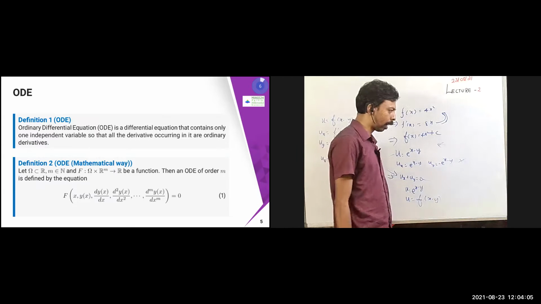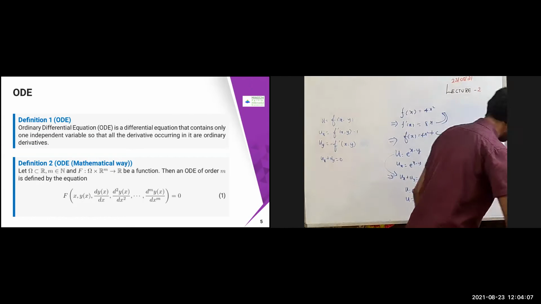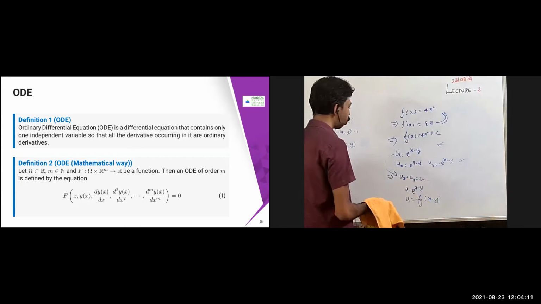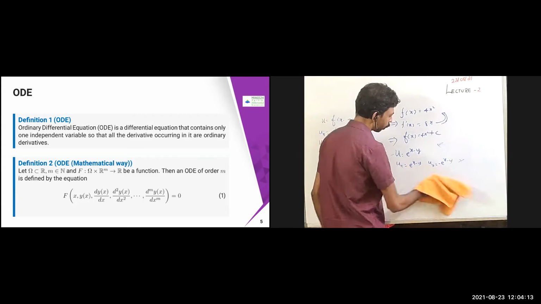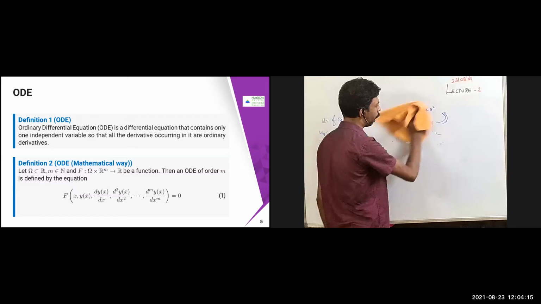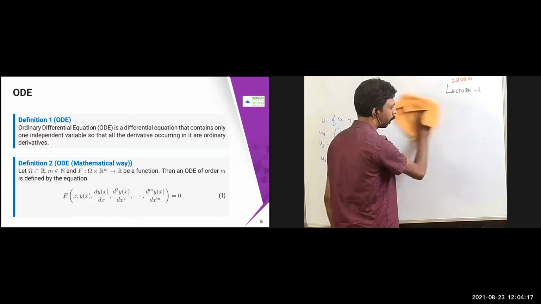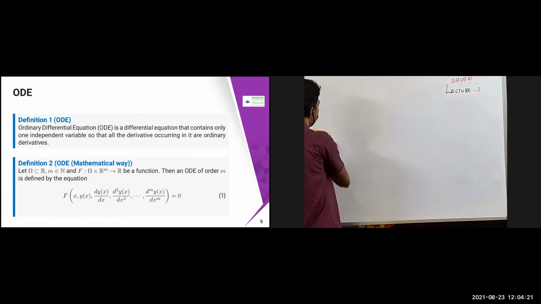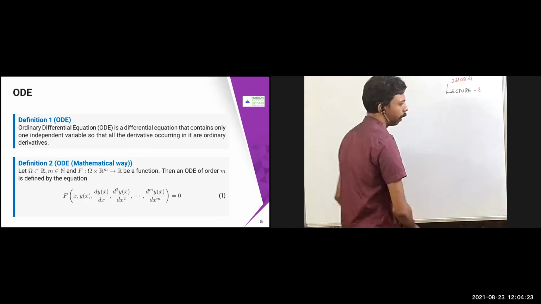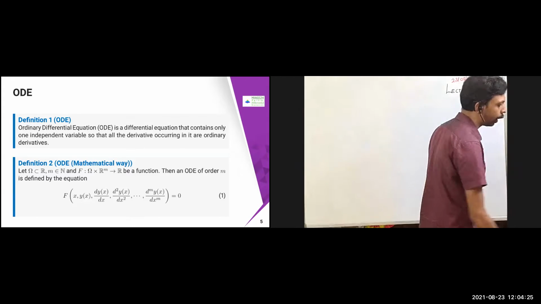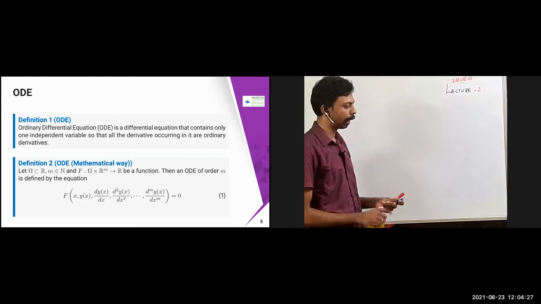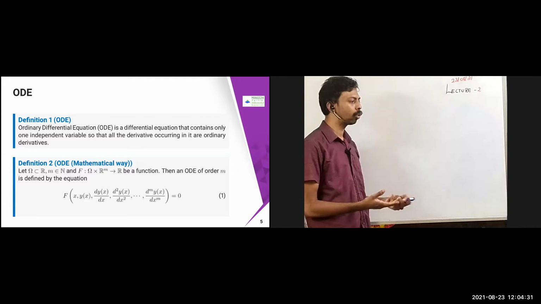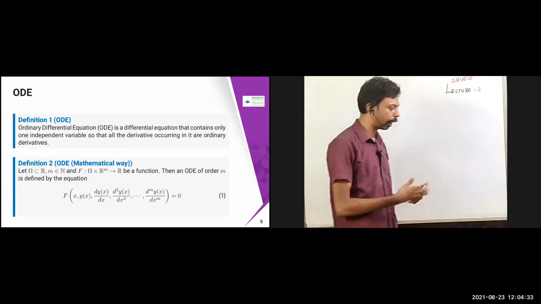Now let us come to the formal mathematical definition of ODE and PDE. So what is an ODE? An ODE is a differential equation that consists of only one independent variable. That means I will have only one independent variable, and all the remaining derivatives are going to be ordinary derivatives.